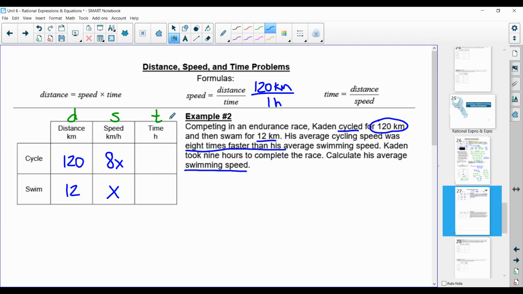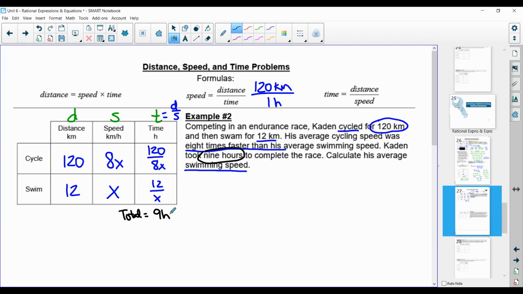Once we have that part filled in, remembering that time is distance divided by speed, our times are 120 divided by 8x, and then 12 divided by x. So if you set up your chart this way every single time, you won't really have to remember it because you're going to use your table to guide you. Now, we're told in here that it took a total of 9 hours to complete the race. So if the time to cycle is 120 over 8x and the time to swim is 12 over x, the total time will be 9 hours.